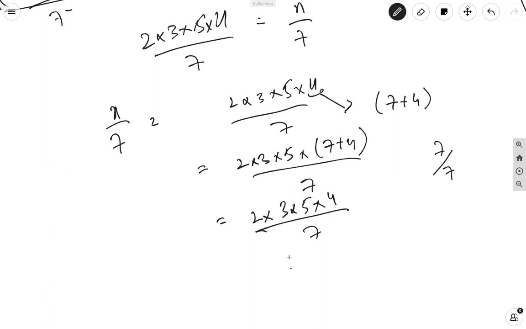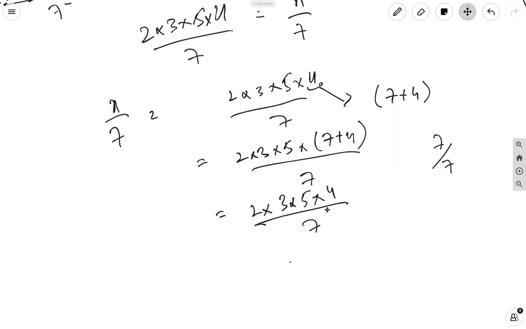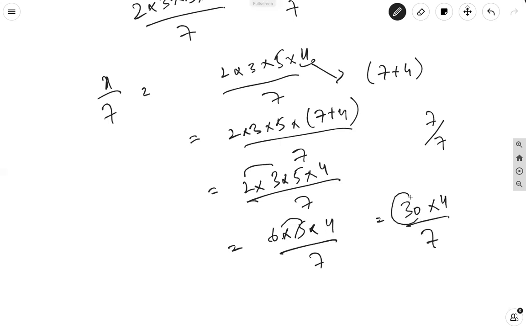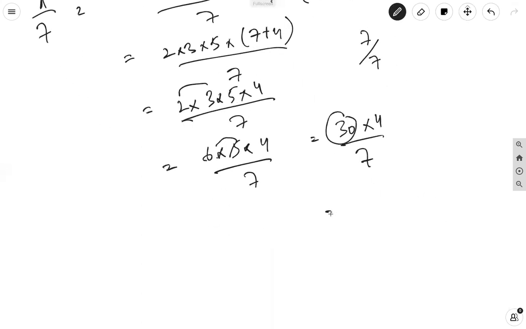Yes, 2, 3, 5 into. Now we can write 3 into 2 as 6, 6 into 5 into 4 over 7. Now 6 into 5 is 30, 30 into 4 by 7. Now what is a multiple of 7 less than 30? 28. We can write this 28 as 21 plus 2 into 4 over 7, right?